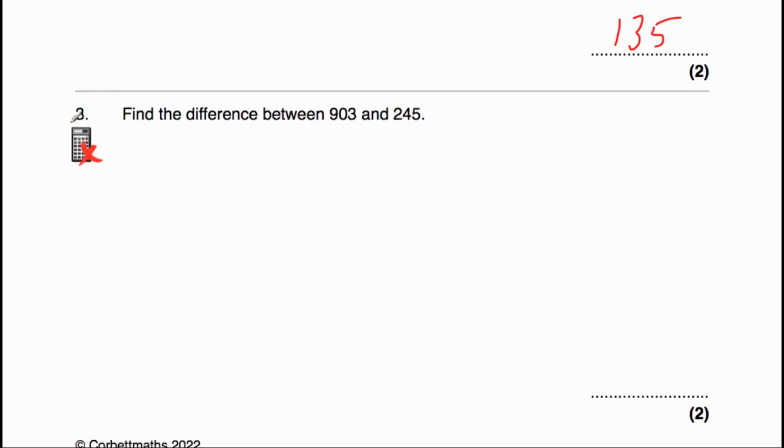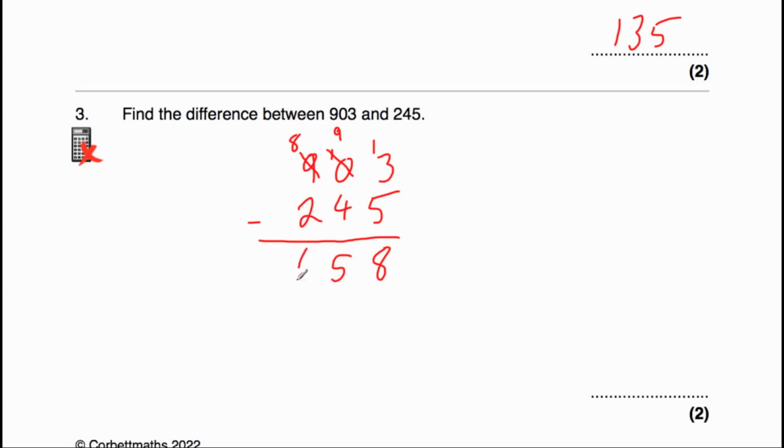Okay, question number 3 says find the difference between 903 and 245. So we've got 903 and 245, lining up our numbers, putting our line beneath it and the subtraction sign. So 3 take away 5 we can't do, so we're going to need to borrow, but unfortunately it's a 0 in the tens, so let's move across to the hundreds. So let's cross off the 9 and call it an 8 and make that a 10. Now we can borrow from the 10 and call that a 9 and make that 13. So 13 take away 5 is equal to 8, 9 take away 4 is equal to 5, and 8 take away 2 is equal to 6. So the answer would be 658.